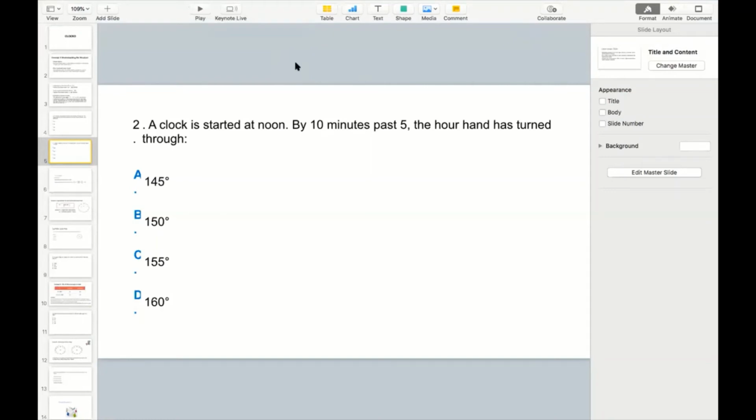Question is not clear? See, the time is 5:10, 5 hours and 10 minutes. And the clock has started at noon. So the clock has started at 12 p.m. and now the time is 5:10 p.m. So from 12 noon to 5:10 p.m., what is the angle made by the hour hand?